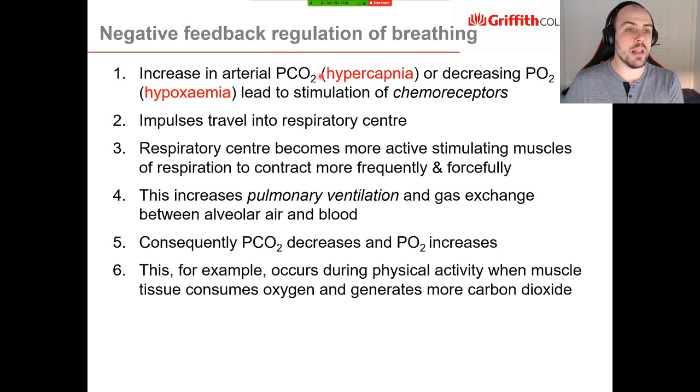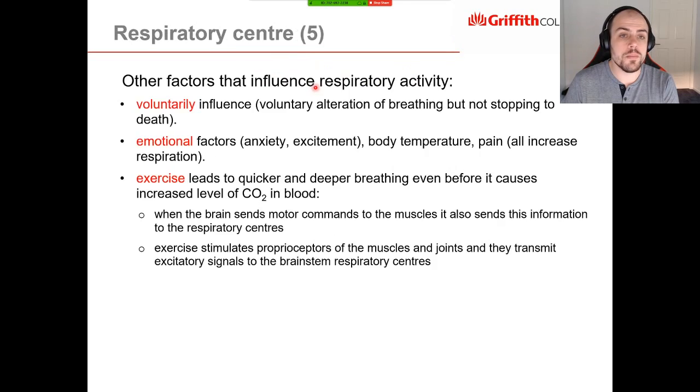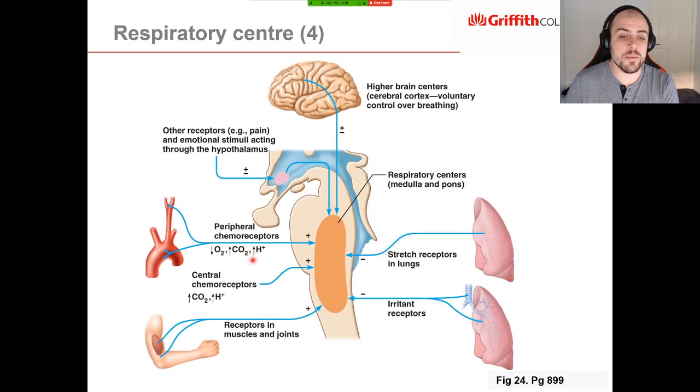A lot of people actually get this the wrong way around. A lot of people think, I feel out of breath, I don't have enough oxygen. The stimulus for you to breathe actually comes from CO2. Because if we look back here at this graph, okay, a lot of these are CO2 and hydrogen. CO2 and hydrogen, that's the main stimulus.